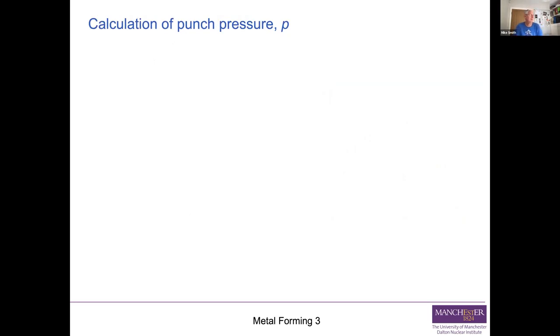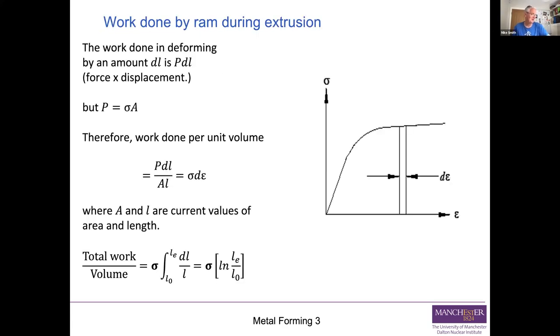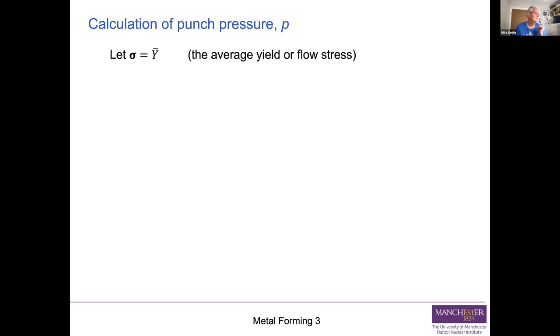Well, we can now go on. If we say that the stress is not an instantaneous stress that's changing all the time as you go up the stress strain curve, but it's an average yield stress, the flow stress that we talked about yesterday. Let's assume that sigma is Y bar, which is a constant. That means that the total work done is A0 L0, which is the total volume, times the flow stress, times log LE over L0. And you do that by substituting into this equation on the end of the previous page.